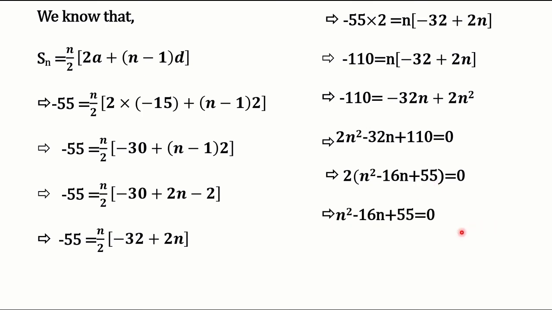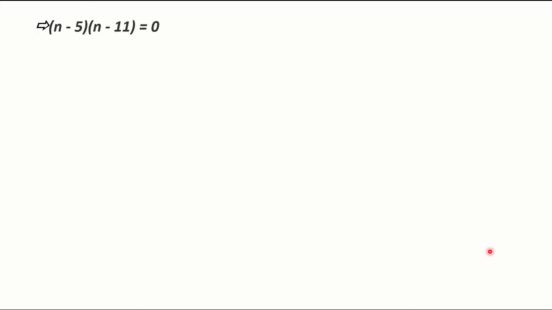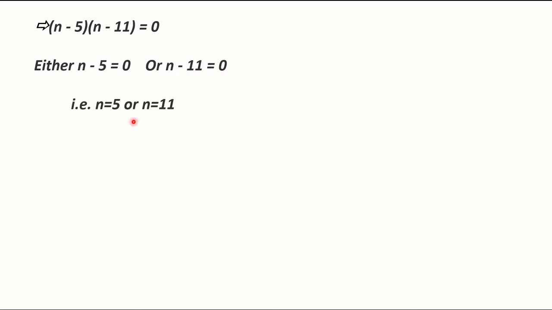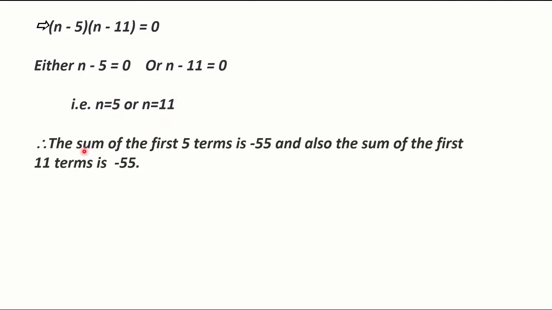After this, we will factorize this one. I hope you know how to factorize. So please continue. You will get these lines while doing factorization. Now, n minus 5 into n minus 11 is 0. It implies either n minus 5 is 0 or n minus 11 is 0. That is, n is equal to 5 or n is equal to 11. Means we have got two values of n. One is 5, next is 11.